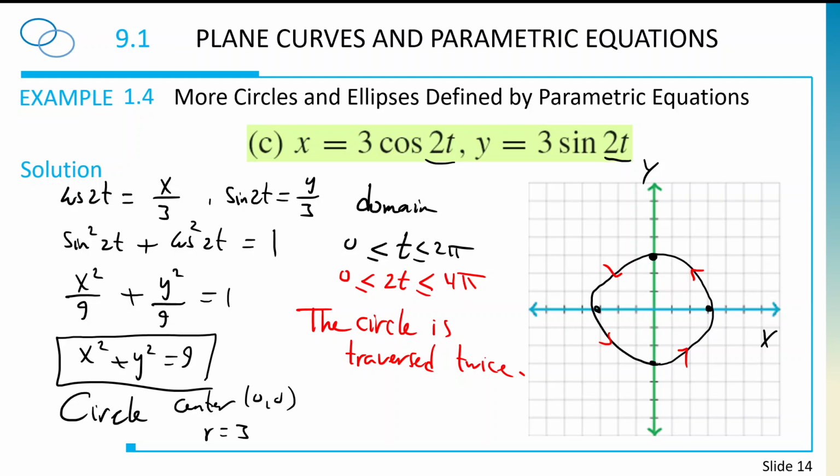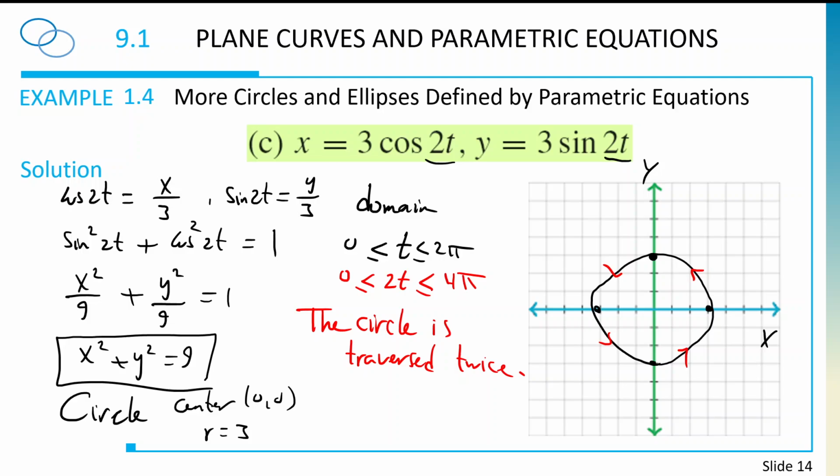It depends on the domain. Originally, 1 revolution, 1 full circle from 0 to 2 pi. We have it here to 4 pi, that means it's twice. So this is the only difference in this case. Now, we'll move to a different style of questions.